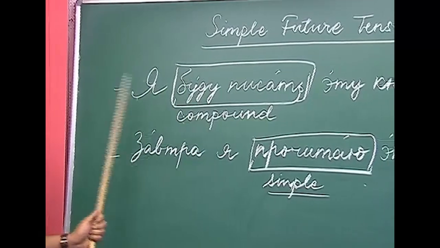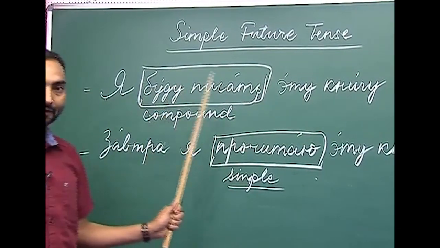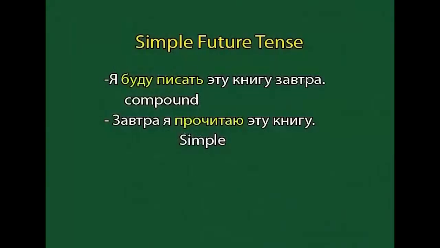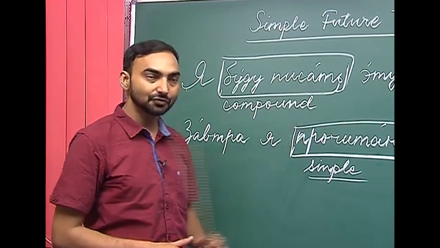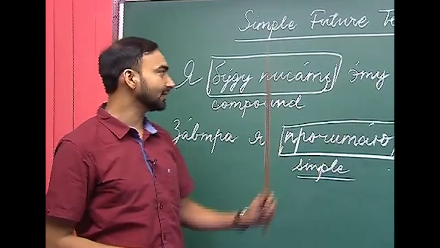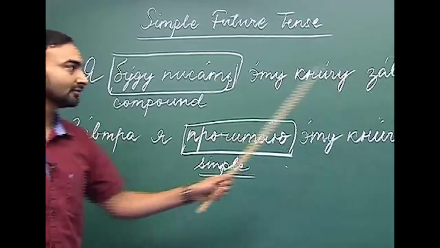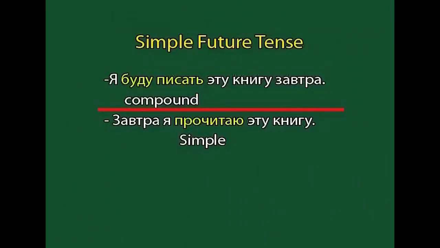If you remember, the compound future tense is denoted by the infinitive form of the verb and the conjugated form of the verb быть, which is to be. So, it is an auxiliary verb. So, the auxiliary verb plus the infinitive form of the verb is used to denote the compound future tense in the Russian language. For example, я буду писать эту книгу завтра. So, I will read this book tomorrow. So, this is how we denote the compound future tense.